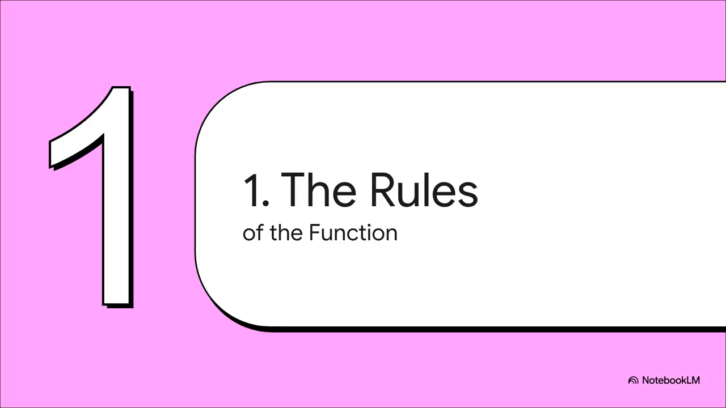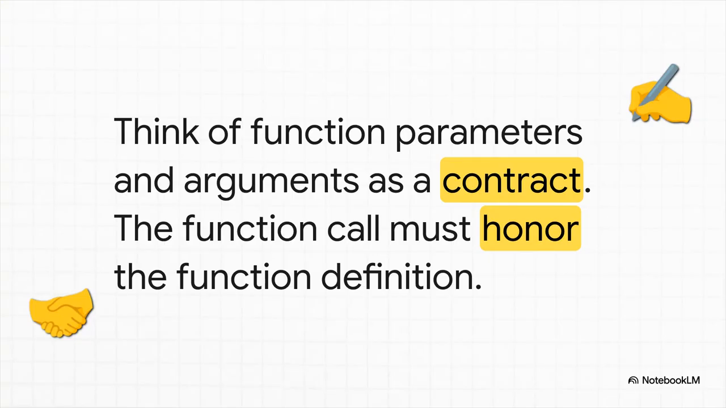Okay, first things first, functions can seem kinda scary, right? Like these big, complex beasts, but really, they're just little machines that follow a very clear set of rules. And once you know the rules, you're the one in control. The absolute best way to think about this is like a contract. When you define a function, you're basically writing out a contract that says, hey, to use me, you've got to give me these specific pieces of information. So when you call that function later, you have to honor the contract. You've got to give it exactly what it asked for.